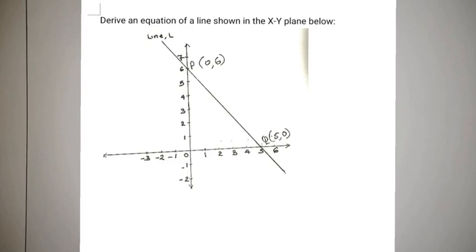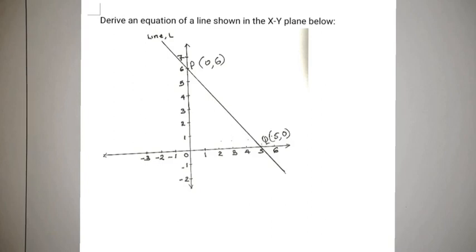Now, the question here reads, derive an equation for a straight line shown in the XY plane below. Now with us we have a question that has a Cartesian plane on it. As you can see, it has some straight line. And how do we derive an equation of a straight line?